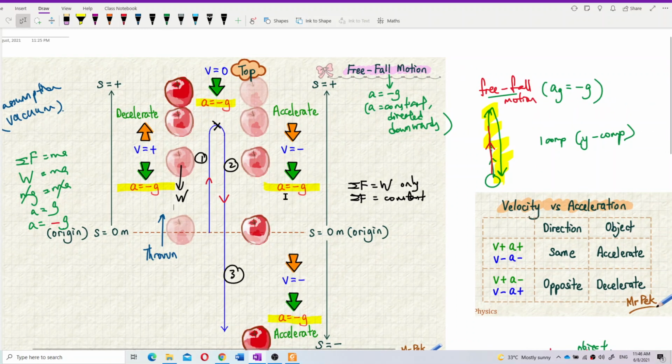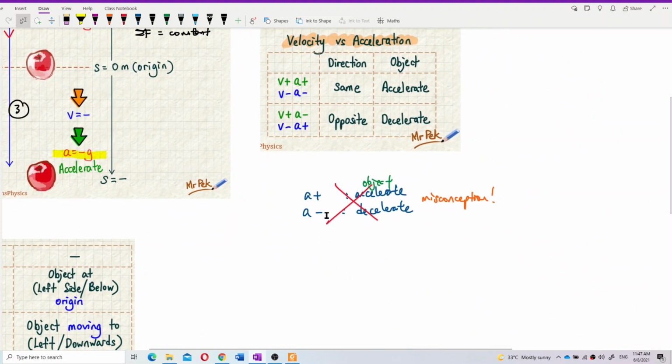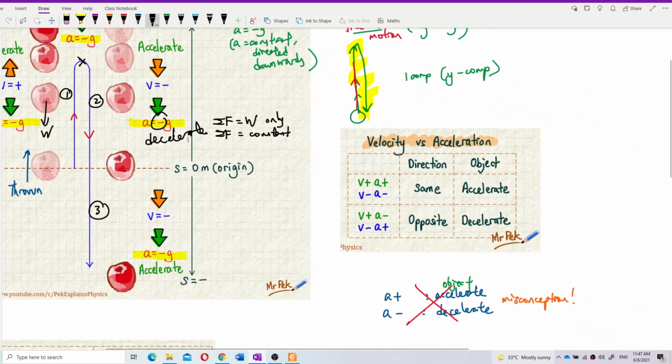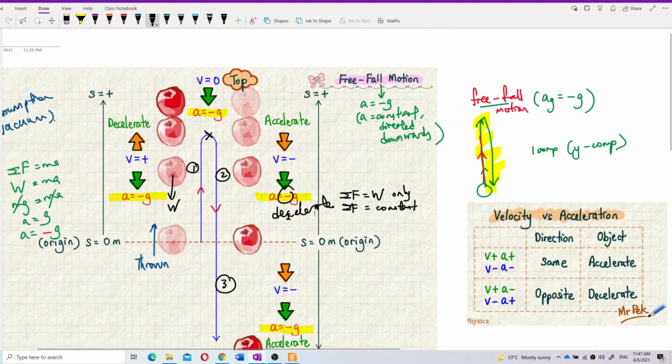Oh, can we say that acceleration is negative, so it decelerates? Acceleration negative, so decelerate. So when the object falls down, it becomes slower and slower. Is that correct? No, when an object falls down, it accelerates. So saying that negative acceleration means it decelerates is wrong. Misconception. You need to look at the velocity. Right now, velocity and acceleration are in the same direction, so it accelerates. So do you see how wrong this is?